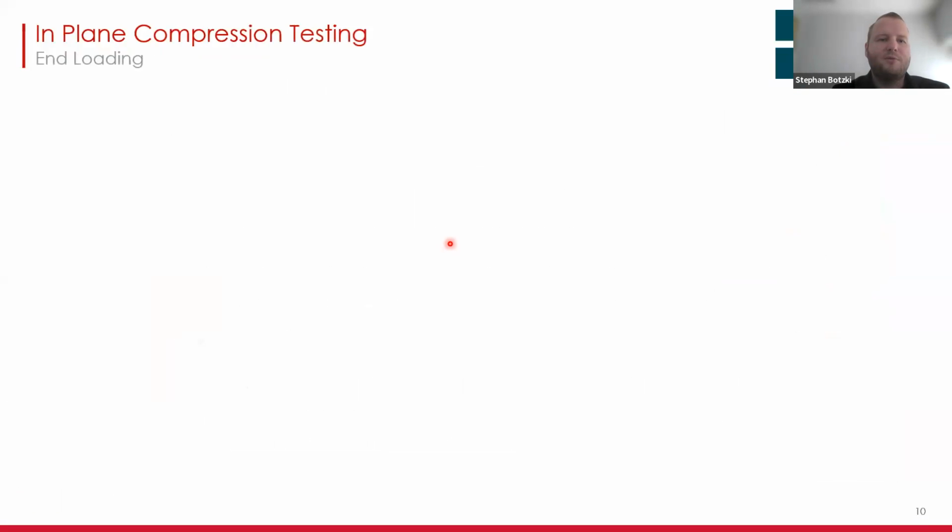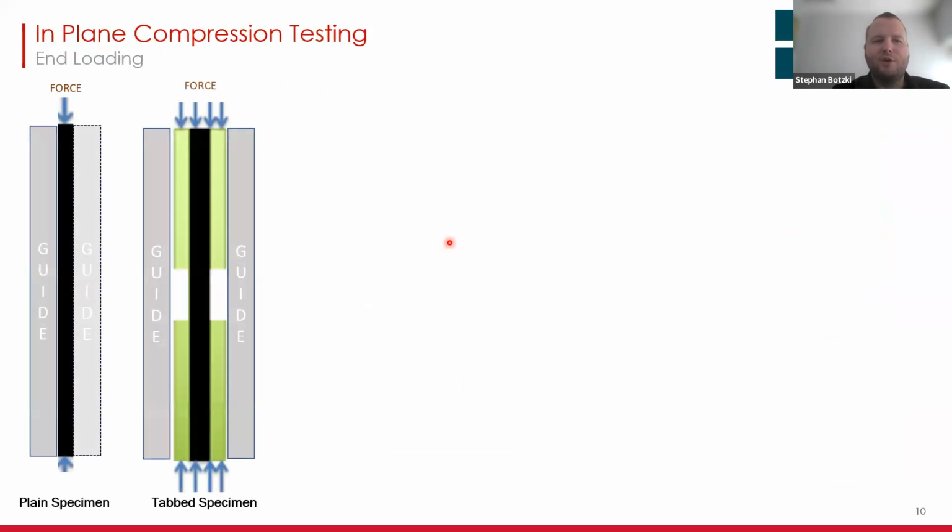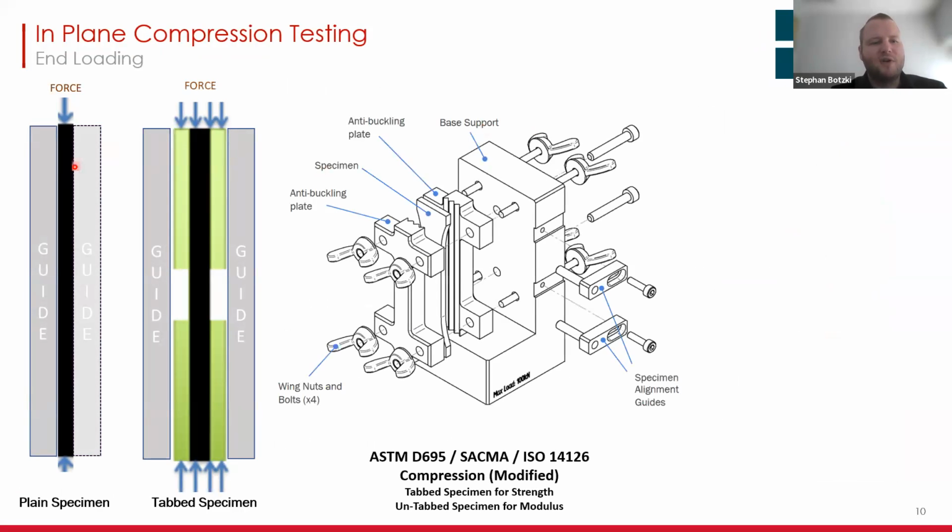Now we're going to move on to compression testing. There's different ways of doing compression testing. The first one we're going to look at here is end loading. There's a couple of different standards that cover this. The ASTM D695 or the D6484 would be good examples. So what is actually being done here?